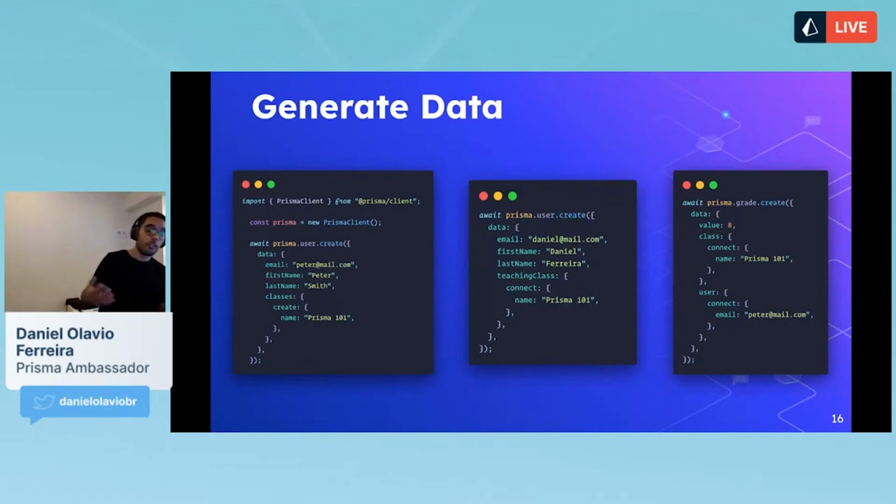Or even if I don't know if this class already exists, I can say, oh, create or connect. And I can tell it, if it's already there, just connect to that. If not, create this new class with the following instructions. We're not going to be using that for now, but it's a really good trick that you have with Prisma. So we create a new class with all the data that it needs. In this case, the only data that we need to pass to our class is the name. So we call it Prisma 101.